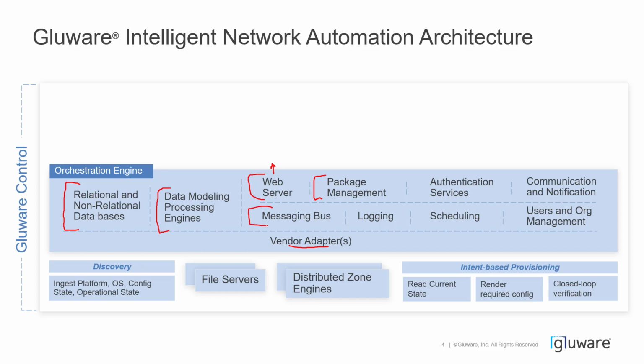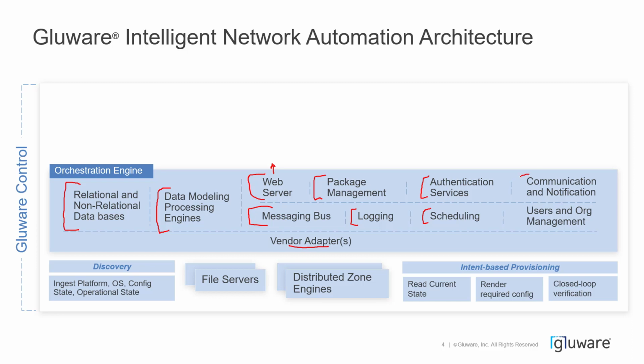We have the messaging bus, which allows communication with our platform, and very deep level logging. This is one thing customers really love about Gluware, is the transparency and seeing exactly what Gluware is doing at the CLI or at the API level. We have robust authentication services with support for things like LDAP and Radius. We recently added support for things like SAML and OAuth and two-factor, and have very robust security and authentication into Gluware. Gluware has a powerful scheduling engine, so if you want to schedule audits, drifts, provisioning, reporting, all of it can be built in and then scheduled for periodic-based activity.